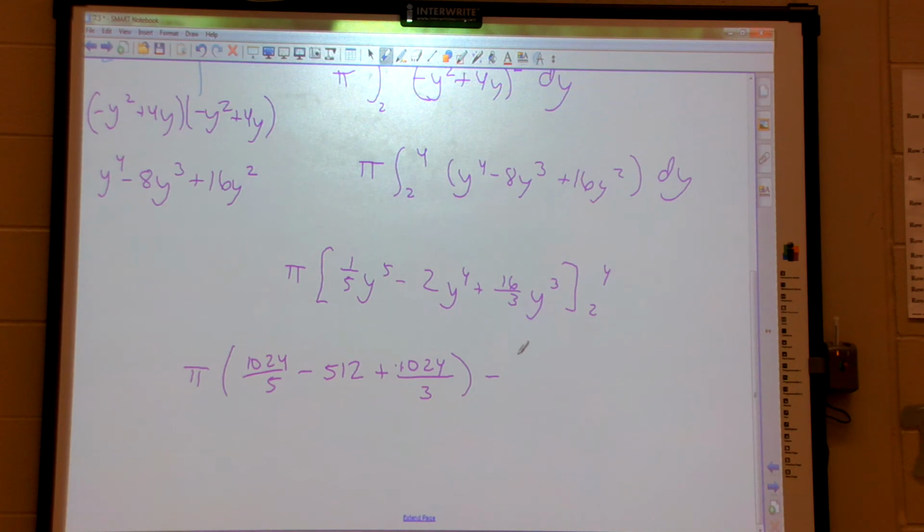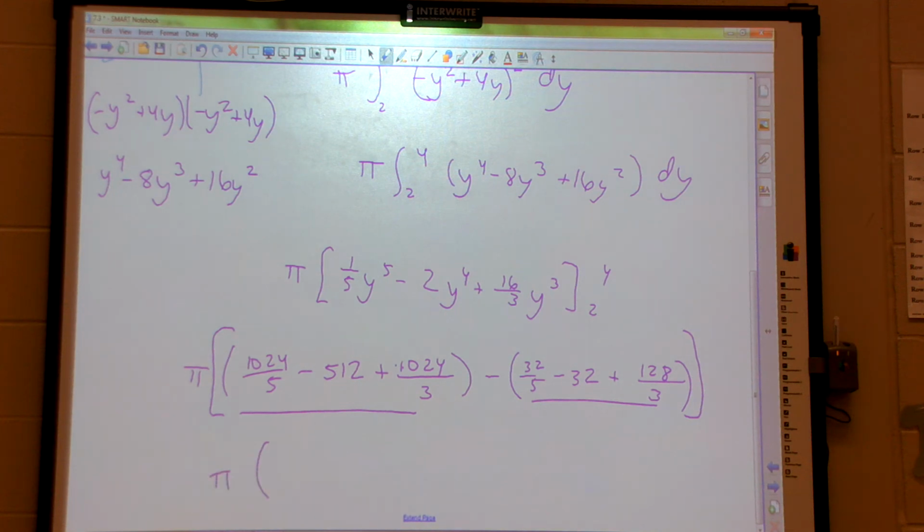Minus, put some brackets in here. Plug in 2: 32/5 minus 32 plus, what do we get there? 104 over 3, is that correct? I got 128 over 3. 128. Okay, go ahead and just give me the final answer there. Well, no, we'll clean up each parenthesis. That makes it a little easier.